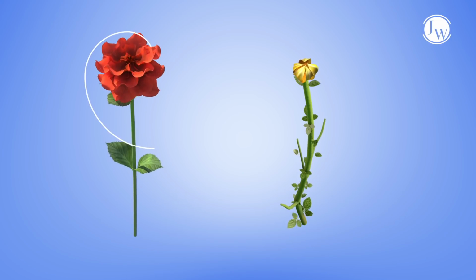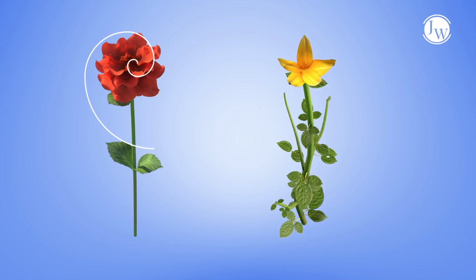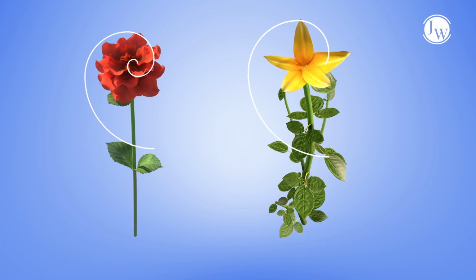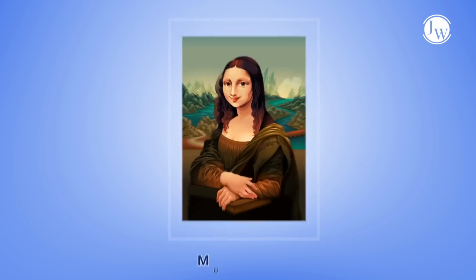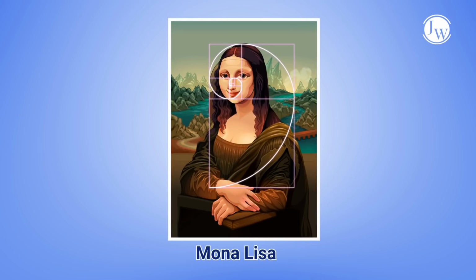The orientation of leaves in some plants: every second, third, fifth, eighth, etc., leaf tends to orient itself in the same direction. This property was first noted by Kepler. The symmetry of the Mona Lisa painting.